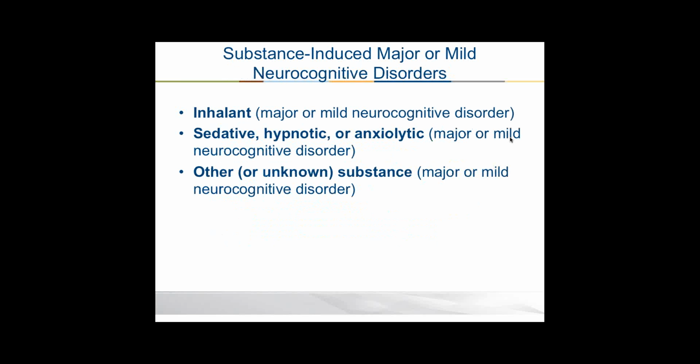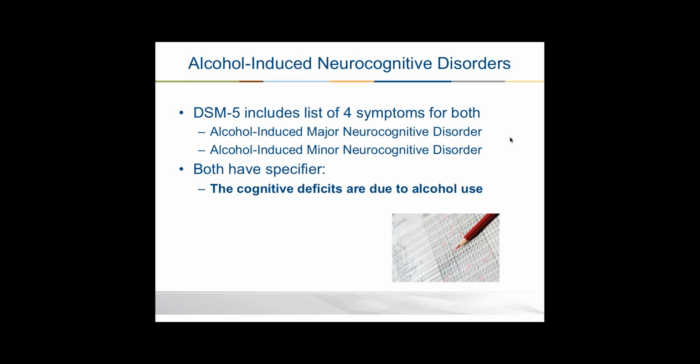The substances that most often, other than alcohol, are most often associated with major or mild neurocognitive disorder are the inhalants and the sedatives, hypnotics, or anxiolytics. Now, of course, alcohol is a sedative, and it would be included in that category of disorders, but there are hypnotics like the barbiturates, benzodiazepines, the anxiolytics, so the inhalants and the sedatives, hypnotics, and anxiolytics are most common among the substance-induced major or mild neurocognitive disorders.